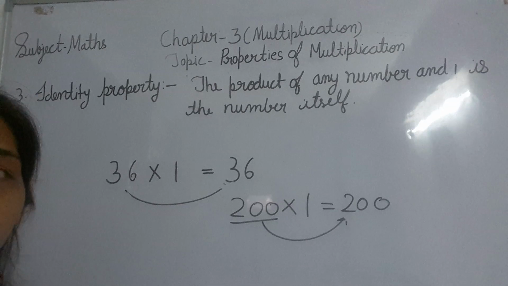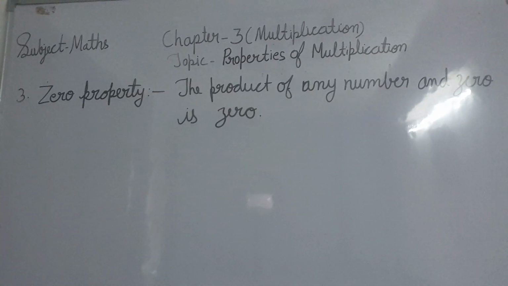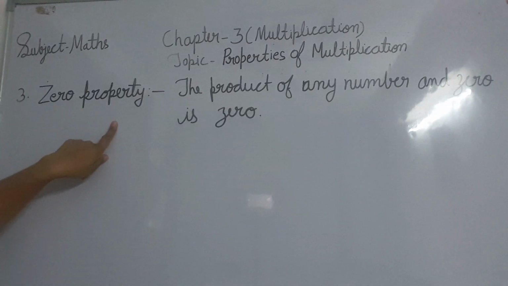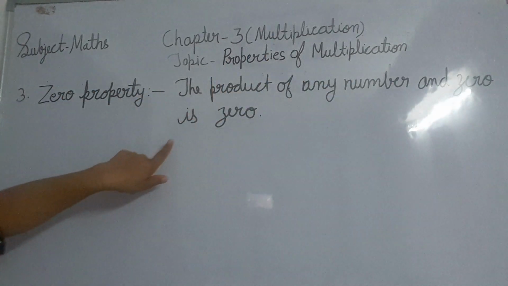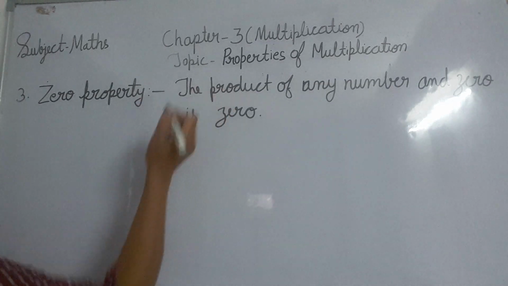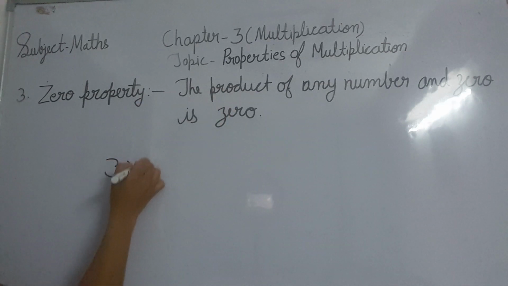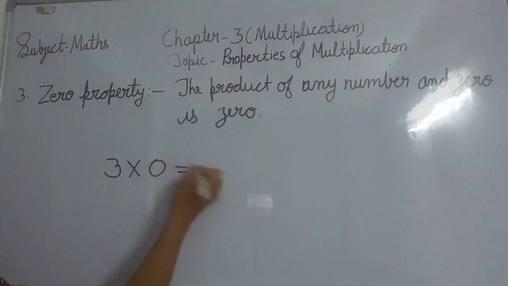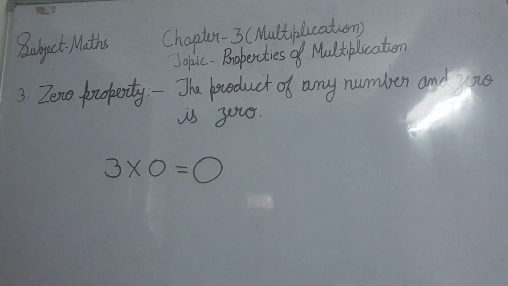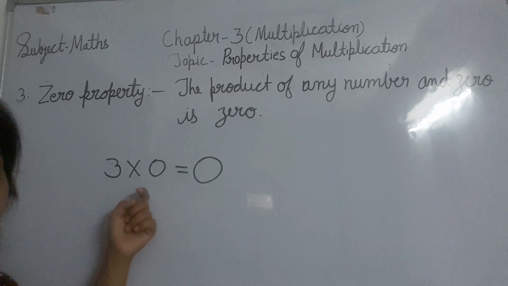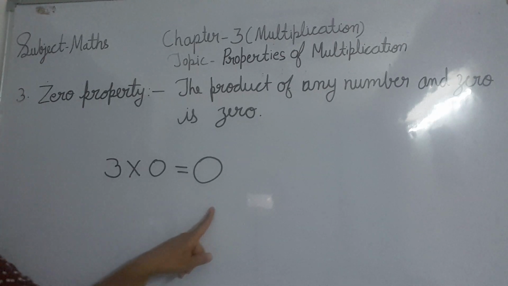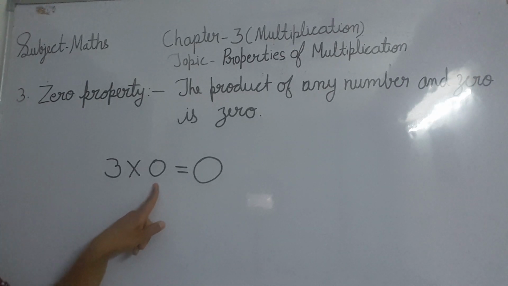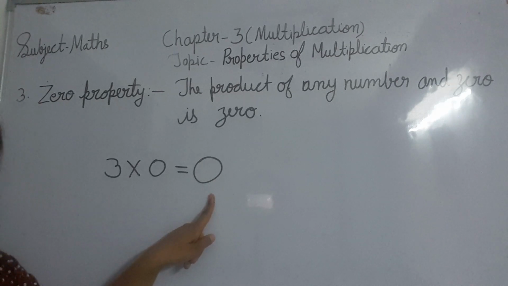Let's see the fourth property of multiplication, the zero property. Zero property means the product of any number and 0 is 0. Product means the answer. Let's take one example. If I am multiplying 3 multiplied by 0, you will get 0 only. In simple words, if you multiply any number with 0, you will always get 0.